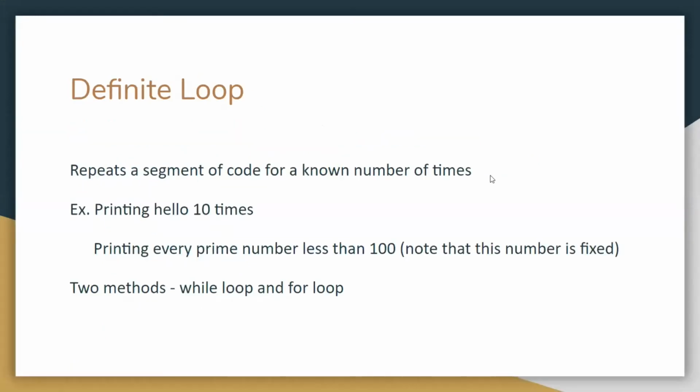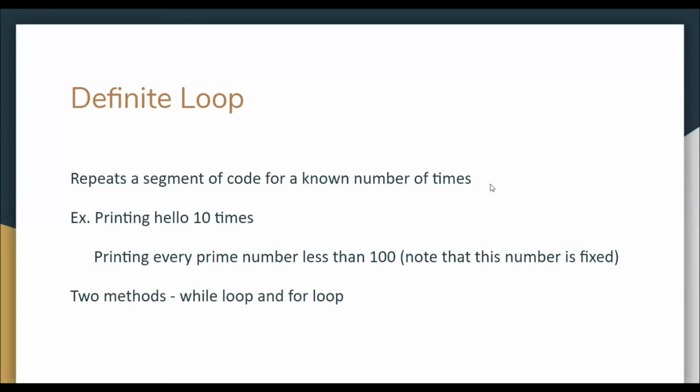Contrary to an indefinite loop is the definite loop. The definite loop is called definite because you know how many times the segment of code is going to be repeated, and it's set before in a conditional statement. And the conditional statement is set not by the user but by the programmer, and the programmer has the ability to change it and predetermine the number of times it runs.